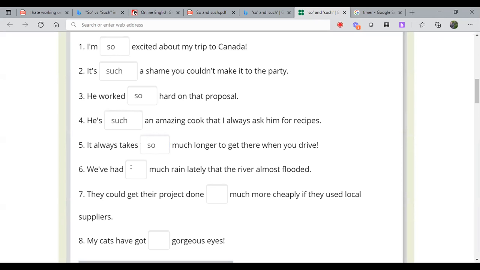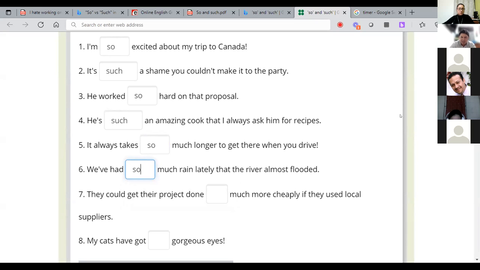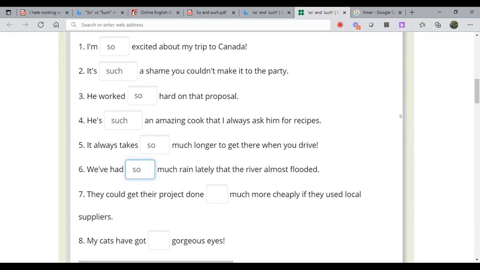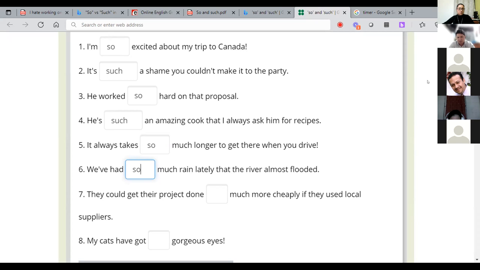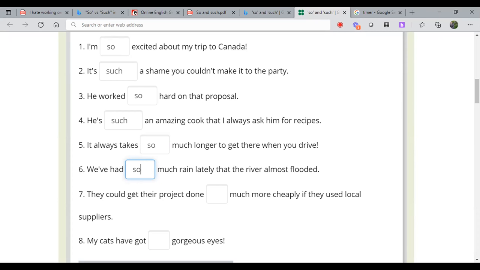We had so much rain lately that the river almost flooded. Santa Tecla, right? We have so much rain lately. Unfortunately, right? Afortunadamente. The streets. Aquí no sería los ríos, ¿verdad? The streets almost flooded. Okay. Continue, sir.